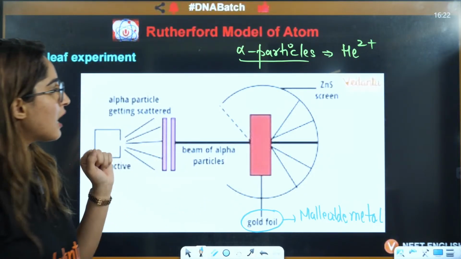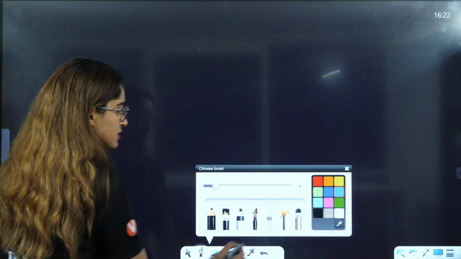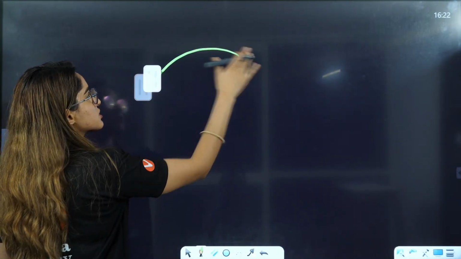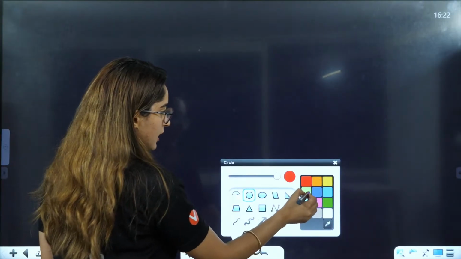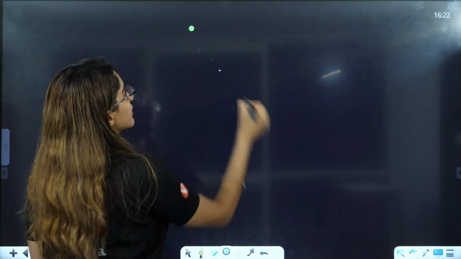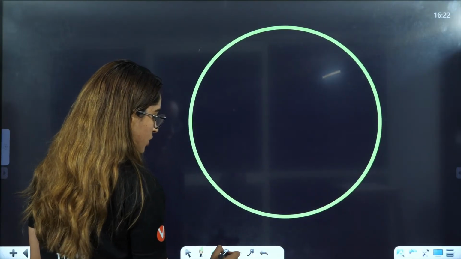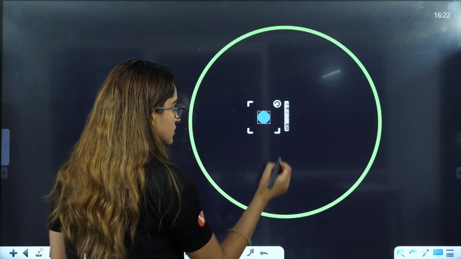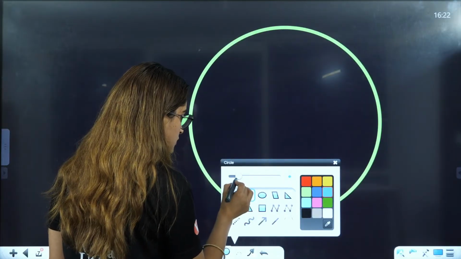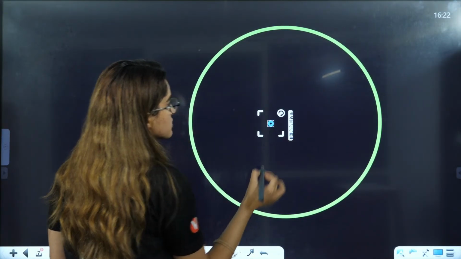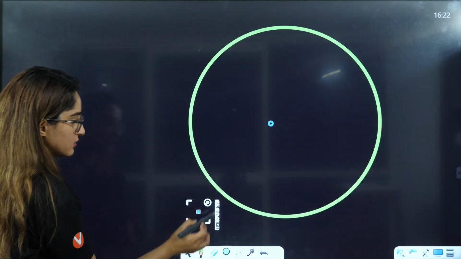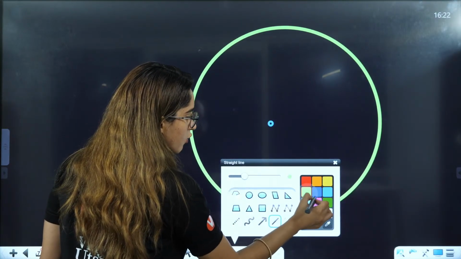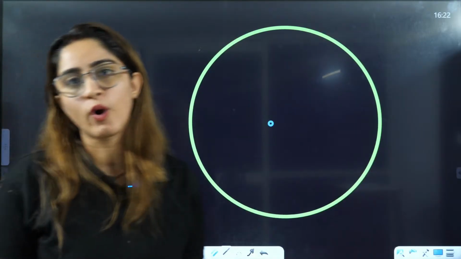Okay, yes. Now let's draw this. So what you have is an atom, right? I'll just draw the atom here. Now you have a nucleus inside the atom. Let's delete this, because the nucleus will be very, very small. I'll just draw the nucleus like this. Okay, you have a nucleus inside the atom. Now, let's see what he observed.